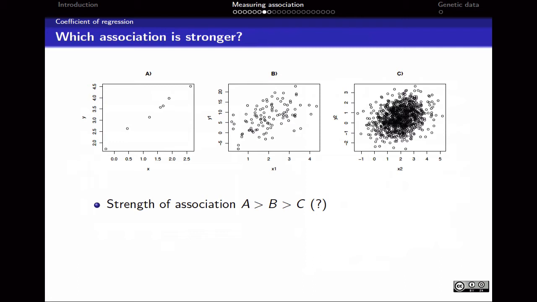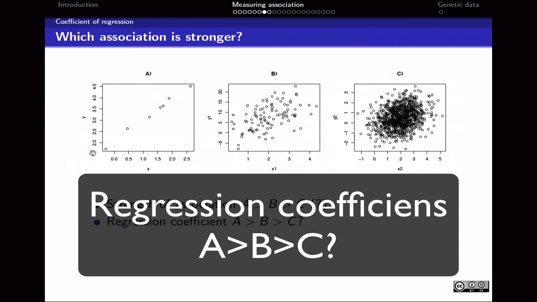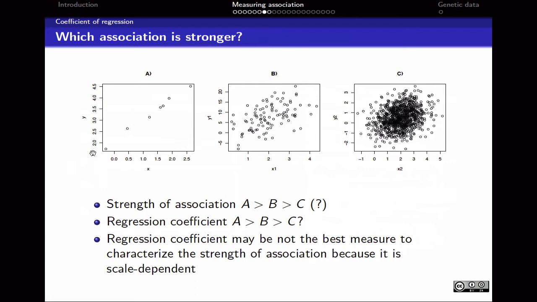So now we are more equipped to answer the question for the panels A, B and C, where association is stronger. So would you still guess that for this data the strongest association is for A, and then it's less strong for B and less strong for C, when measured with the coefficient of regression? We may want to take into account the fact that regression coefficients may not be the best measure to characterize the strength of association because it is scale dependent.